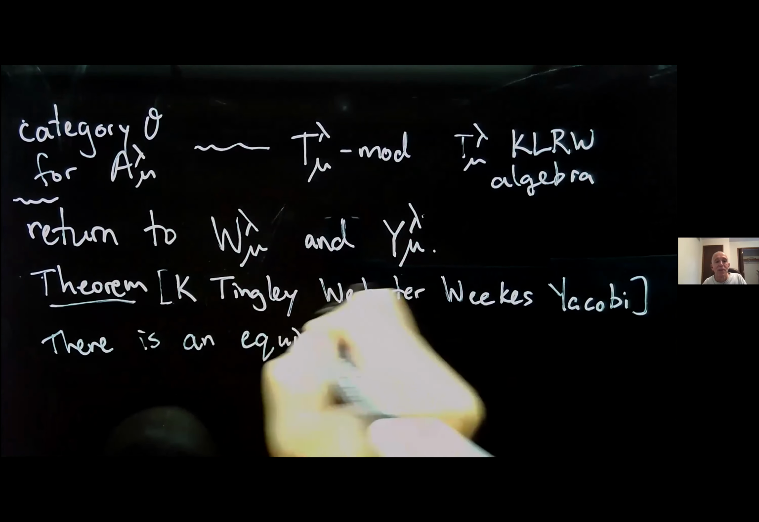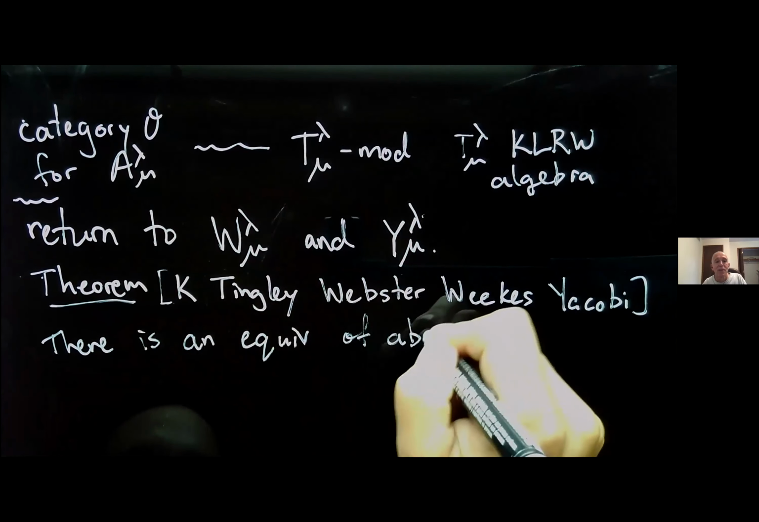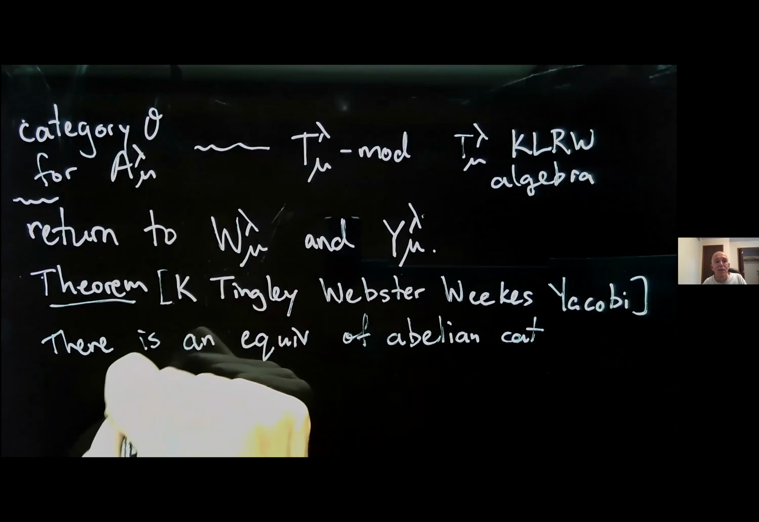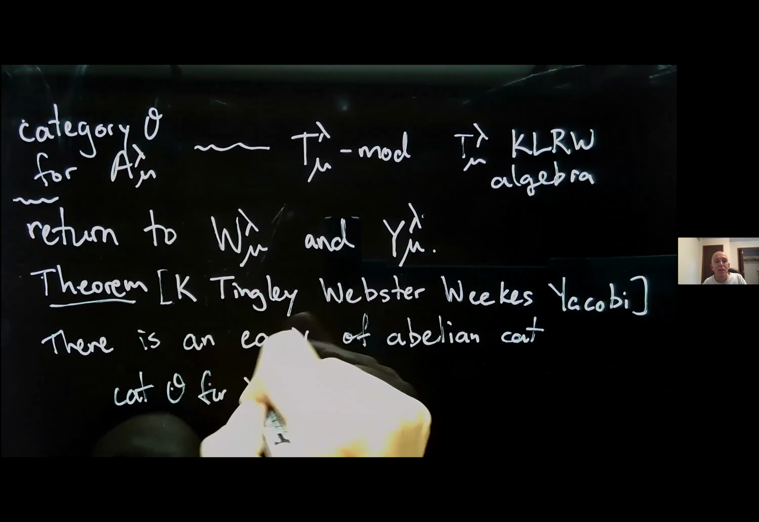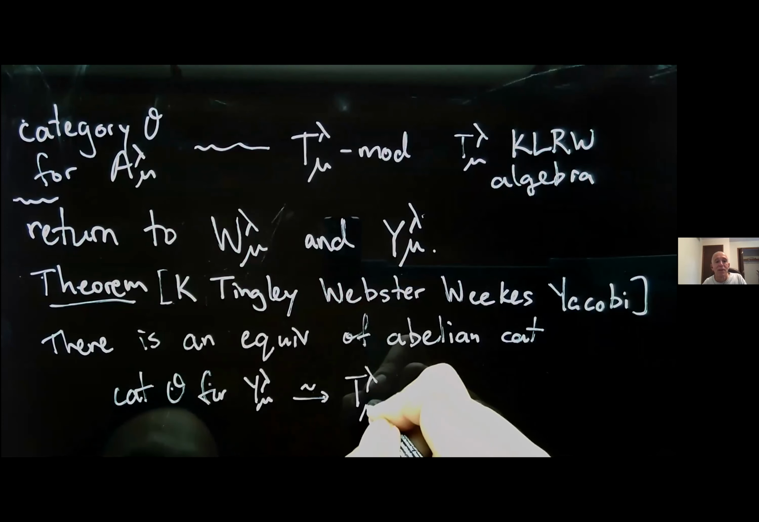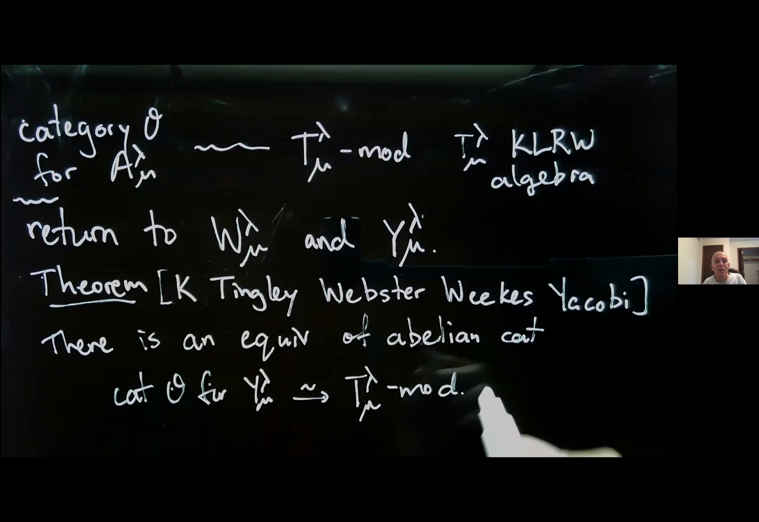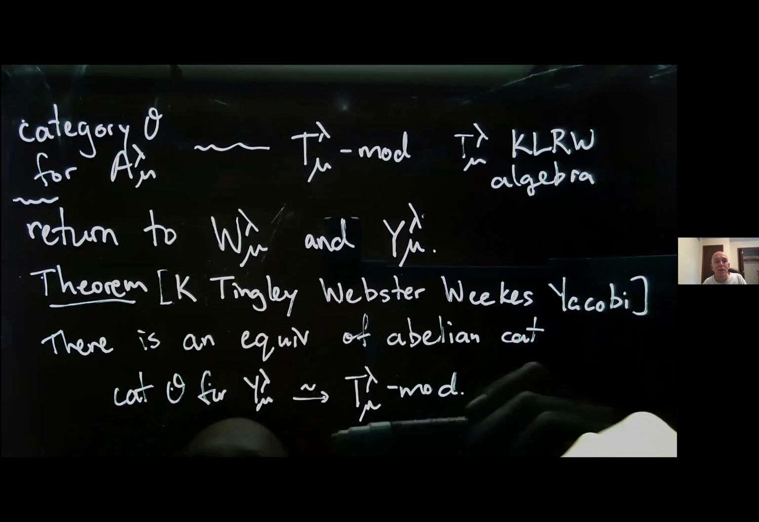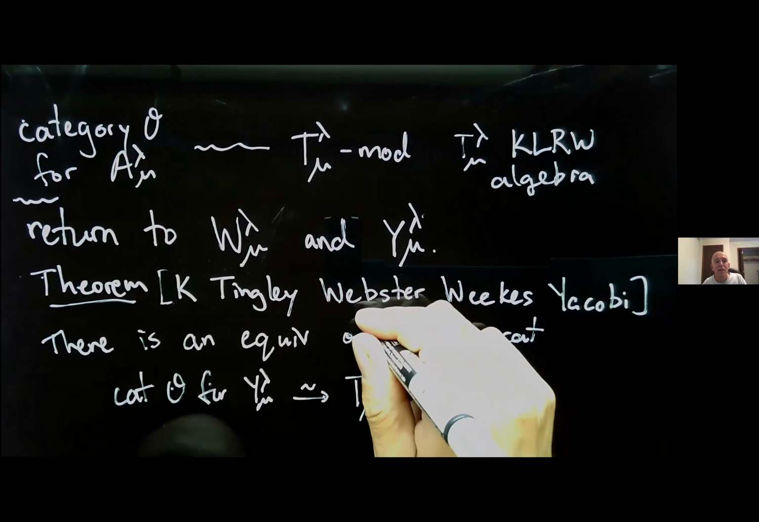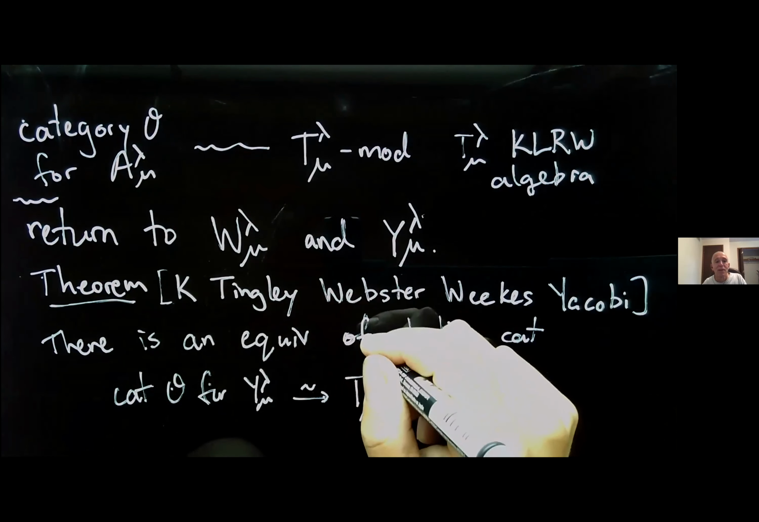So now abelian categories come in, between category O for y lambda mu and this KLRW algebra for lambda mu. And this equivalence is proven strictly by using the generators and relations description. So it's proven just using pure algebra, although part of the inspiration or method comes from a general method which works for Coulomb branches.